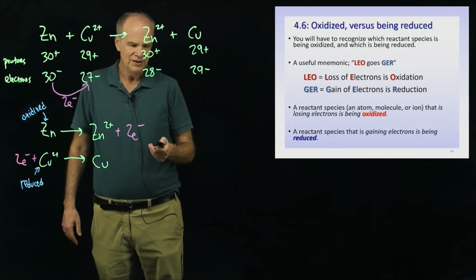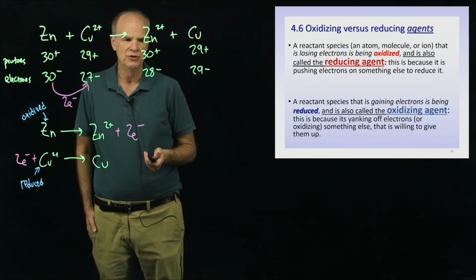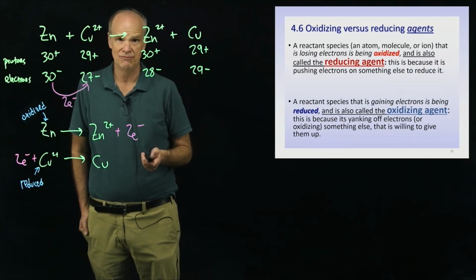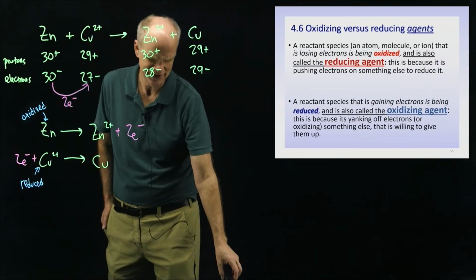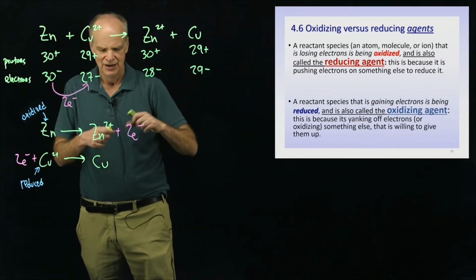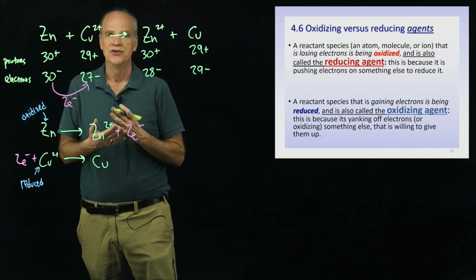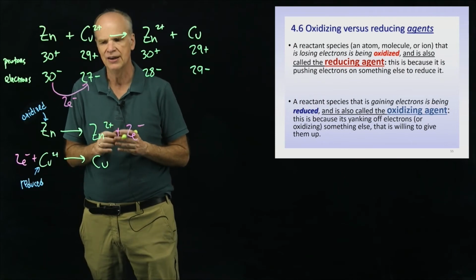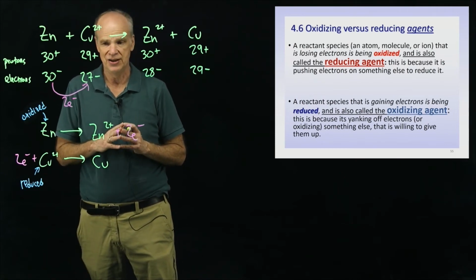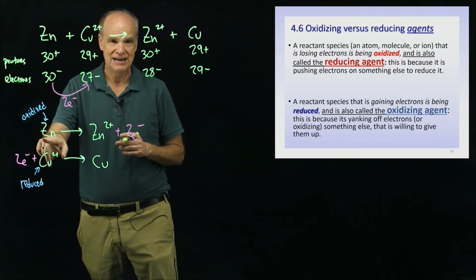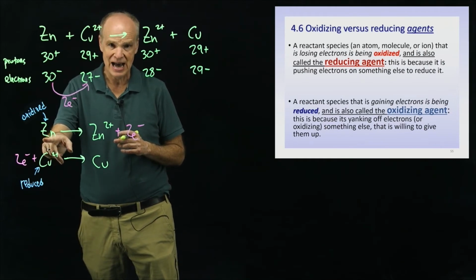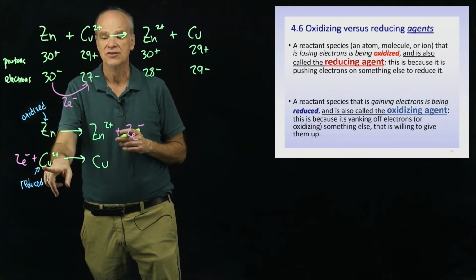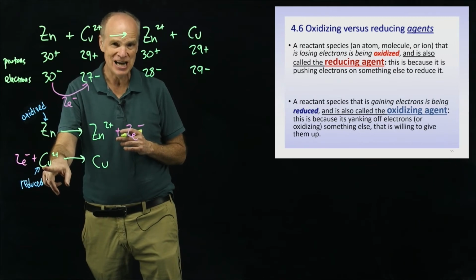So one thing you're also going to have to do is identify oxidizing agents and reducing agents. So this is a little bit tricky at times. And so let me explain to you how you do that. There's a simple way of thinking about it, and then there's a little bit more complicated way of thinking about it. The simple way is this. The reagent or reactant that is being oxidized, that is the reducing agent. The reagent or reactant that is being reduced, that is the oxidizing agent.